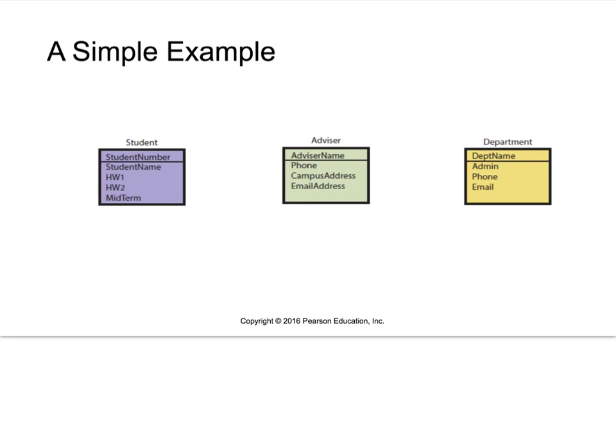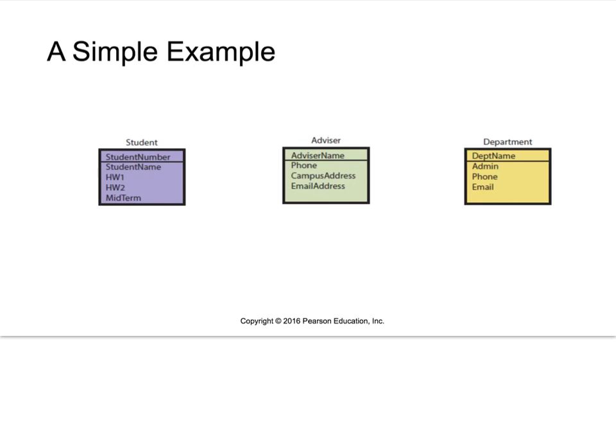Here we have a simple example of students, advisors, and the departments that the advisors belong to. Notice that each entity is labeled at the top with the entity name, student, advisor, and department. Within the box for each entity are the actual data pieces that are relevant to that entity. And the first element in each entity, student number for student, advisor name for advisor, and department name for department, are the unique identifiers for each entity.